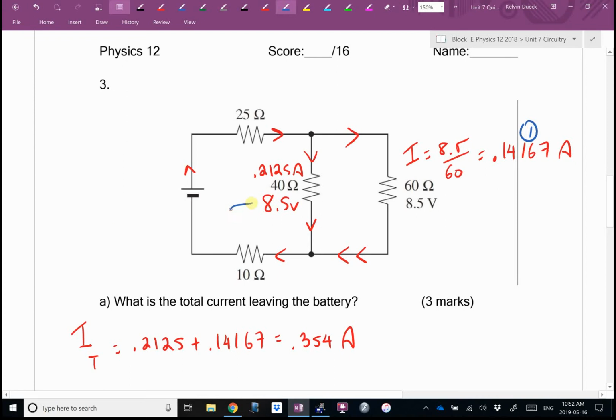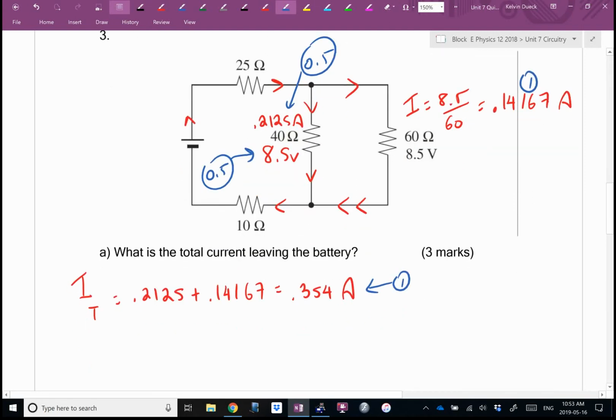If I saw that you had successfully moved the voltage to there, that would get you a half mark. If I saw that you had successfully found that current, that would get you a half mark. And then if I saw that you had added them together, that would get you your final mark, 3 out of 3. But if you got the right answer and you've written your work down somewhere, 3 out of 3.